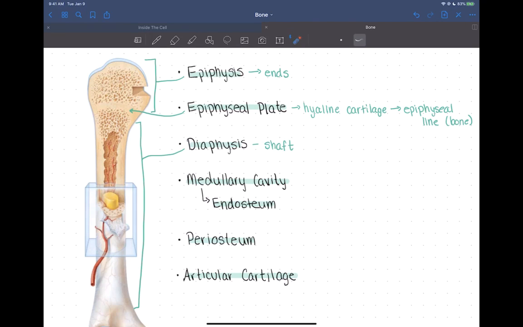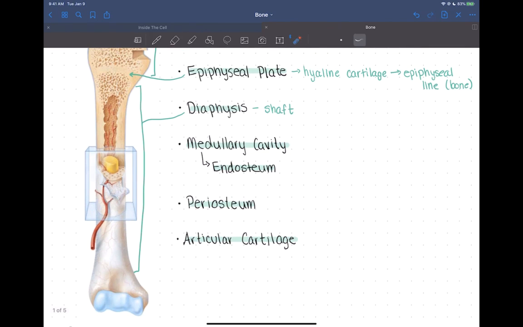And so the epiphyseal plate would be when it's made of cartilage. Okay, and then you would have another one of those epiphyseal plates or epiphyseal lines here between the diaphysis on the distal end of this bone and the epiphysis. So you have two epiphyseal plates or lines for each of these long bones.